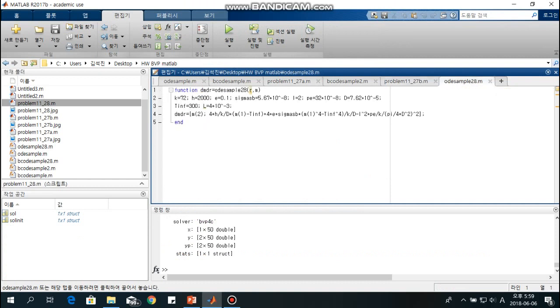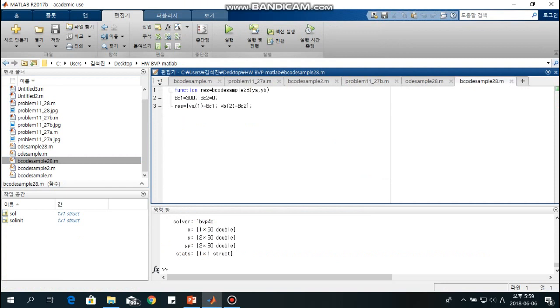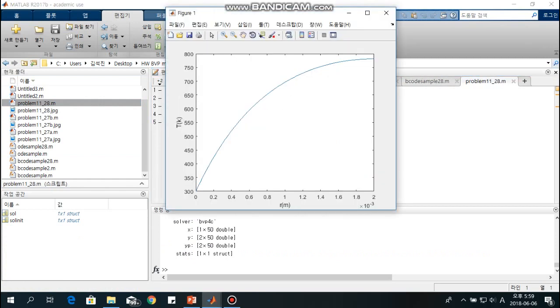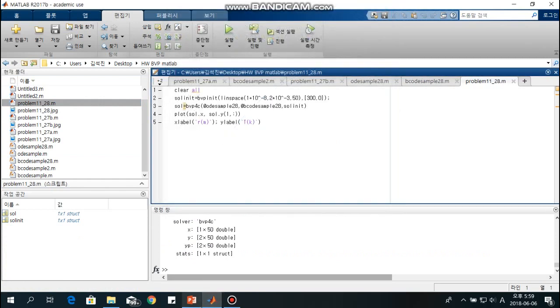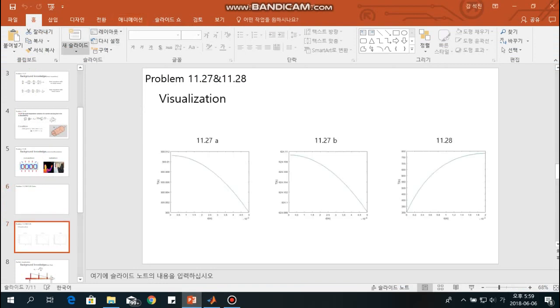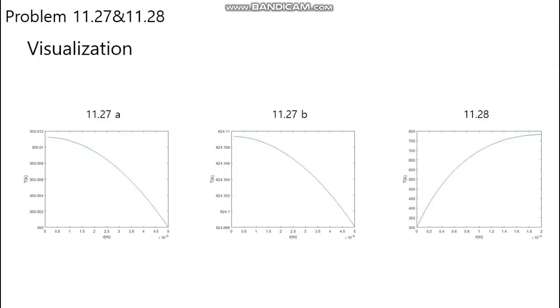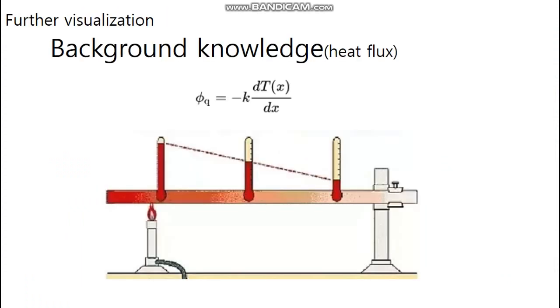Problem 11.28. The differential equation and its boundary condition and its execution codes. For the visualization, as you can see, these are the results. For further visualization, I put the heat flux. The heat flux is proportional to the difference of temperature.